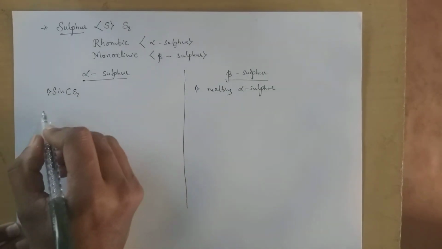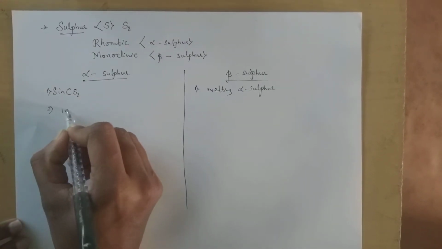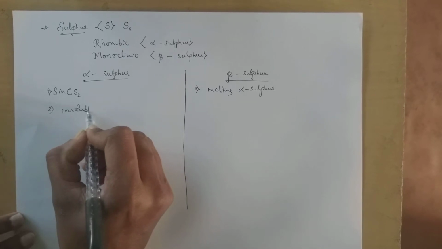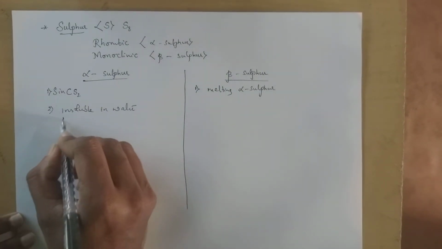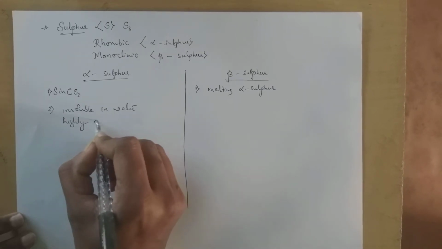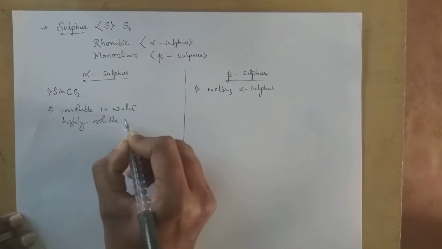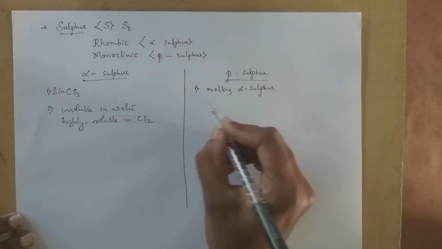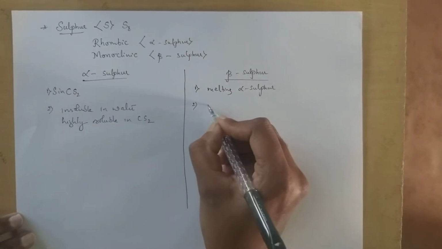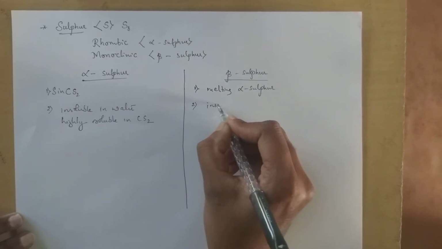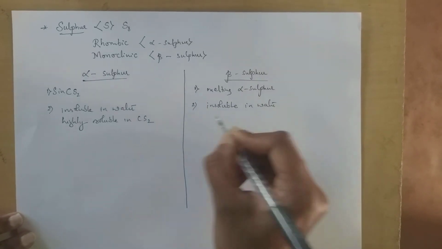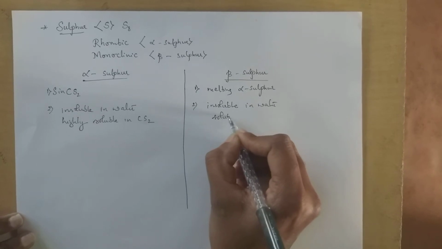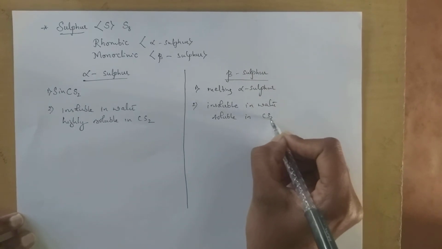Next, this alpha sulfur is insoluble in water and highly soluble in carbon disulfide. Whereas beta sulfur is insoluble in water and soluble in carbon disulfide.